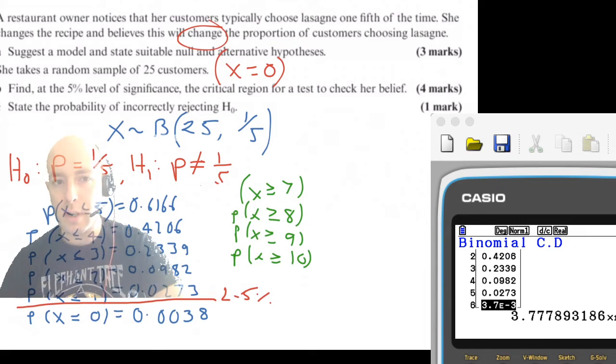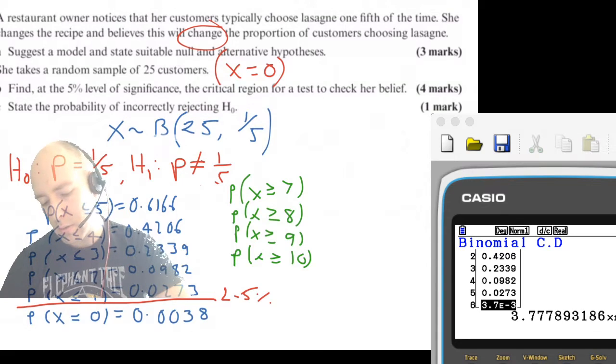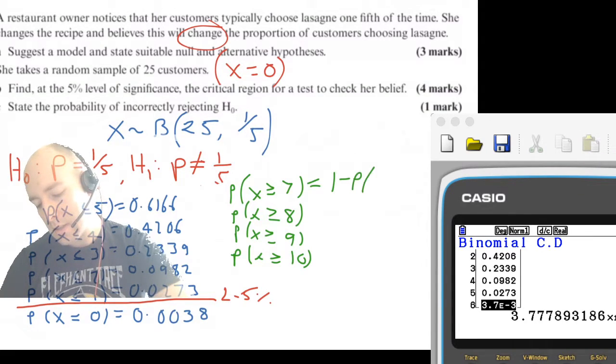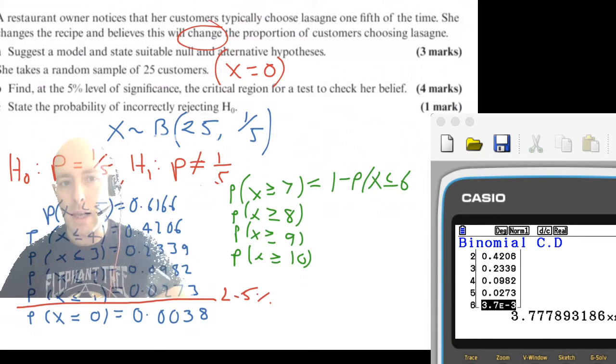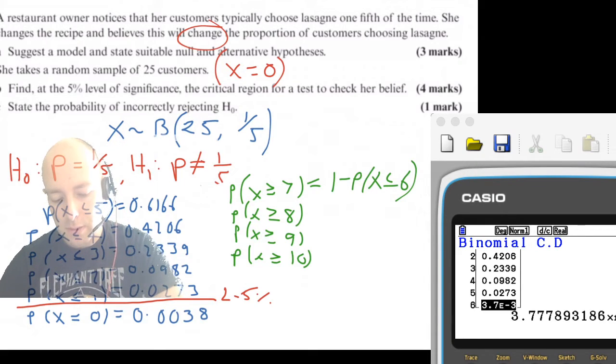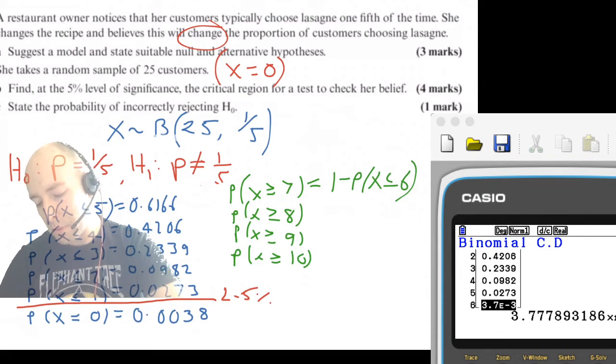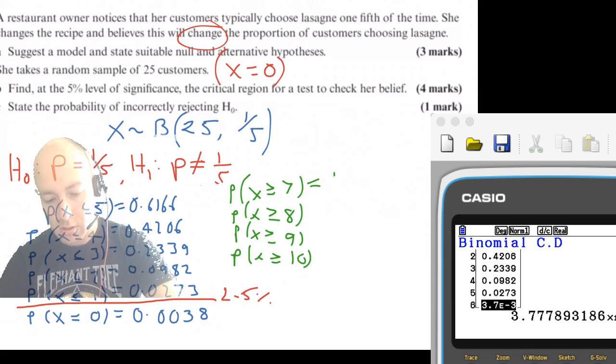Now on the graphical, we can just type these in. On the ClassWiz, remember, the ClassWiz only does less than or equal to. So you'd need to do the whole greater than or equal to 7 as 1 minus the probability less than or equal to 6. I'm not going to do that now because I don't have the ClassWiz, but that's how you do greater than for a binomial cumulative distribution.